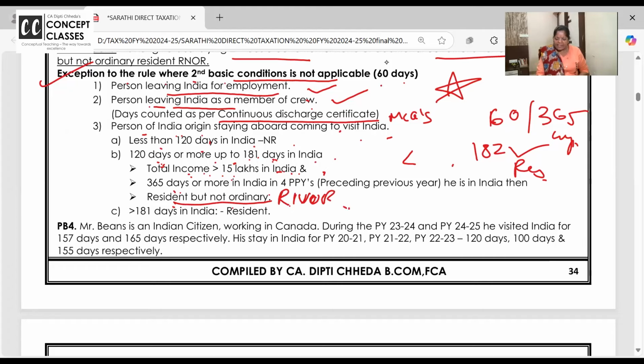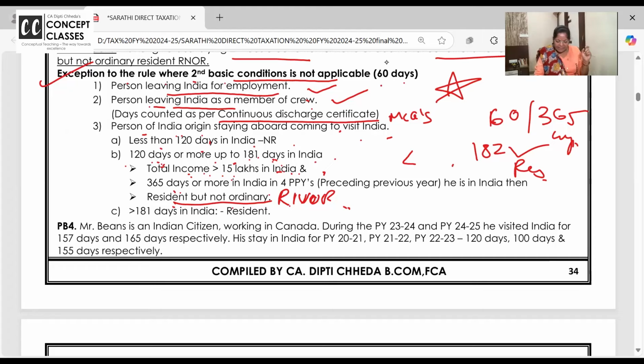Ma'am, why are you deciding? Right now you are just checking resident and non-resident. You're not going to additional conditions. So anyhow, this person is like the third category. What's the third category? Staying abroad, coming to India. Only the 182 days condition is applicable.